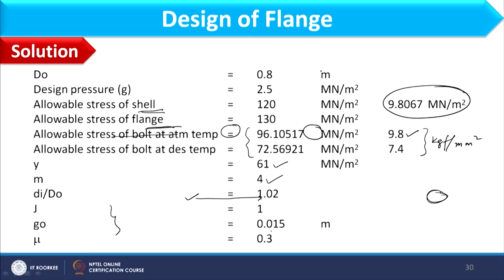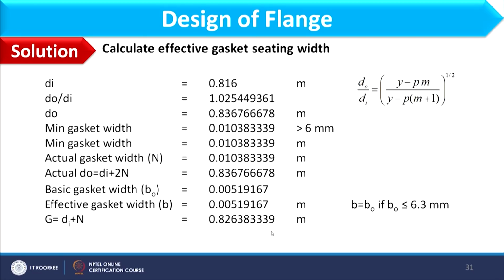Other parameters you can see from the example. So for effective gasket width, again I have to find DI, because I know DI by capital DO as 1.02. So here this is the value of DI. DO by DI you can find by this expression, and then DO I can find as 0.83677. Minimum gasket width is found as 0.01038, which means 10.38 mm, and this has to be compared with the value given in the table, and that is 6 mm.